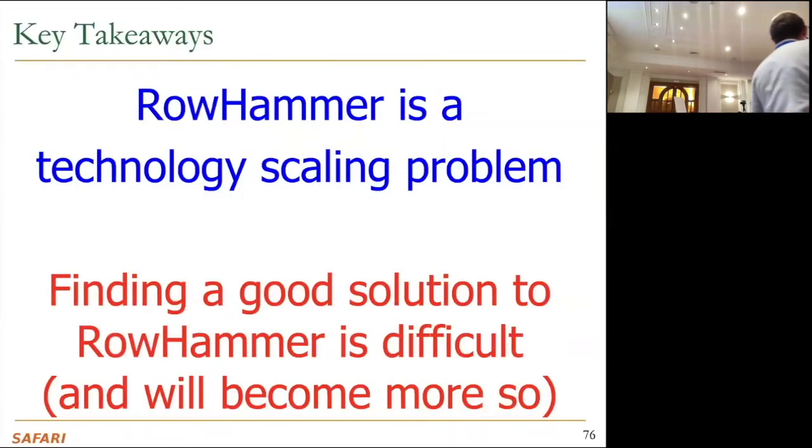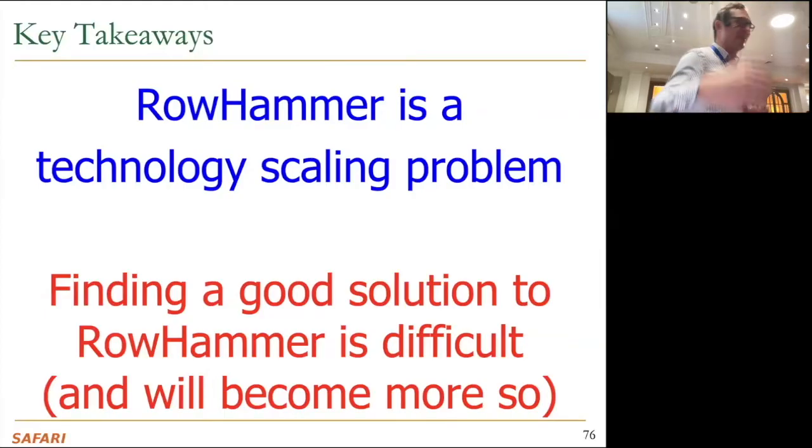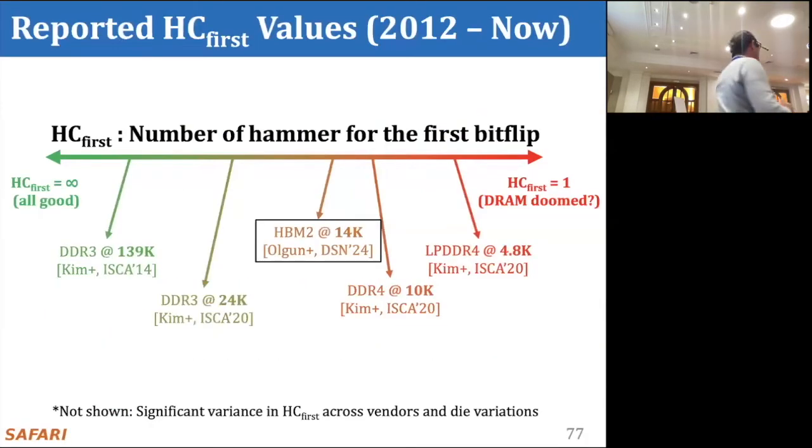Okay, so basically the takeaway from this work and some of the other works later is it's really a technology scaling problem, and finding a good solution is difficult, and will become more so. So we didn't really believe the manufacturers very much, as you can see while we were doing these studies. Okay, so this is actually interesting. These are the reported HC first values from our work. So clearly, if HC first is infinite or greater than the number of activations you can cause within a refresh interval, all is good. If HC first is equal to 1, then basically maybe DRAM technology scaling has really ended, finally. So as you can see, over time, the numbers have been reducing.